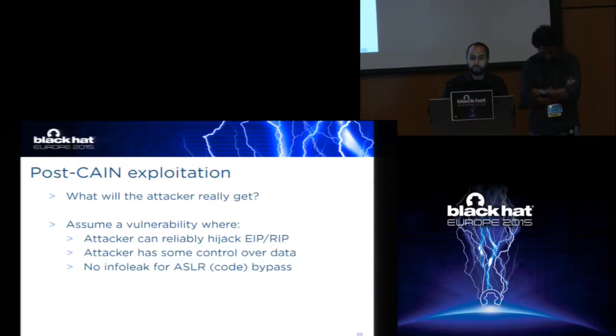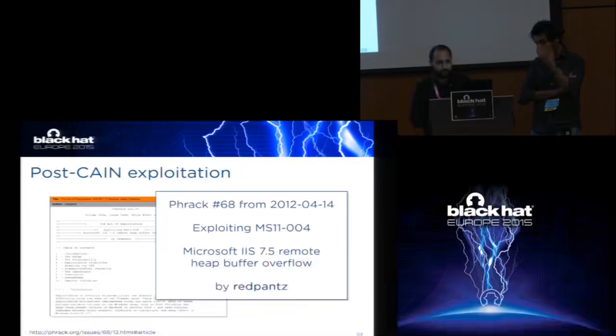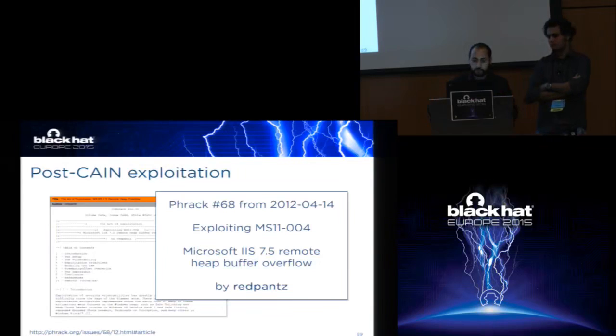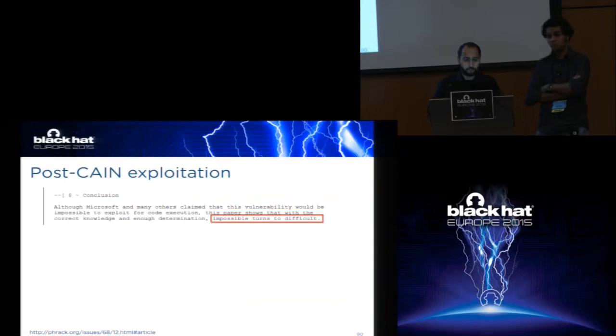So still, do these vulnerabilities really exist? I mean, does the attacker really gain something? And we found, for example, this one. This is a Phrack article from 2012, where the author, Redpants, describes how he was able to get reliable control over the instruction pointer by exploiting MS11-004. It's a heap buffer overflow vulnerability that can be triggered remotely in IIS. The vendor initially said that vulnerability is not exploitable at all. And the author showed that, with enough determination, he actually was able to turn that impossible into difficult.